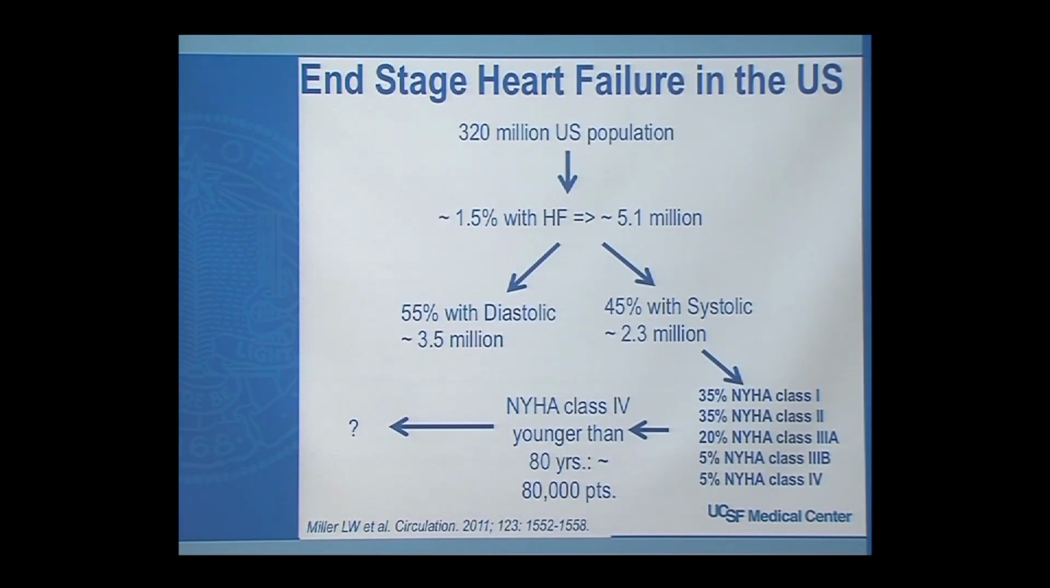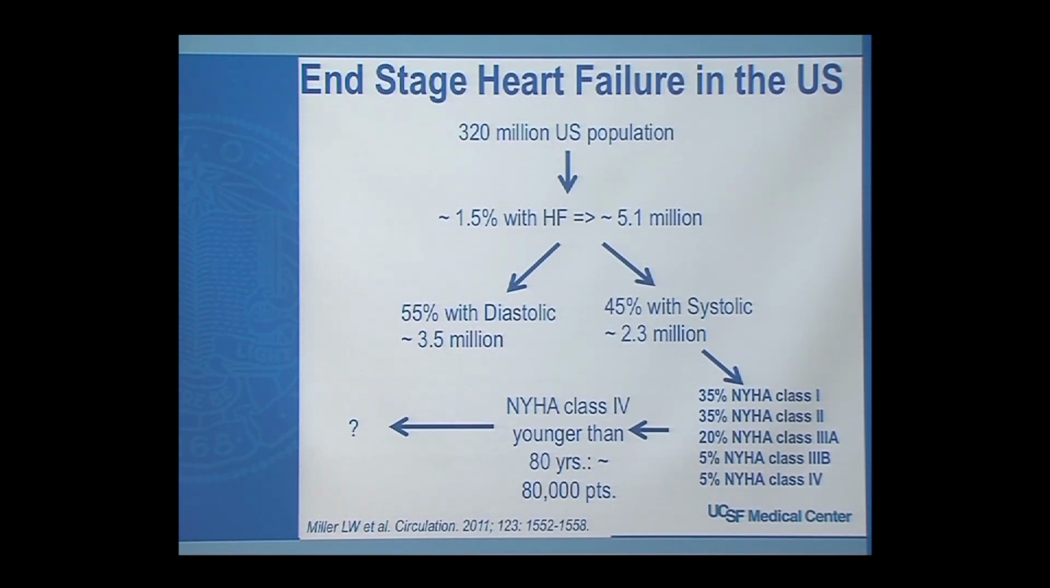So if you look at the overall US population, how many patients are we talking about affected by end-stage heart failure? We think we have about 5 million patients that have heart failure. And as we've previously heard, it could be diastolic, so heart failure due to a very stiff heart, or systolic, heart failure due to a weak heart. And in these patients, about a third are class 1, so minimally symptomatic, about a third are class 2, and a third are class 3 and 4. So I think if we're pulling out all these subgroups of patients, we probably have about 80,000 patients that are class 4 and 80 years of age or younger.